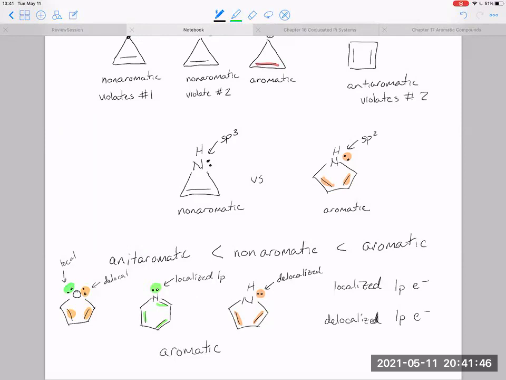Yeah, so for example, what would be something like that? Yeah, so if we did something like this, testing my drawing skills here. Something like this. Both of these lone pairs are localized. Why? Because otherwise it would have an odd number of electron pairs. Right, because if one of them tried to participate in the resonance of the ring, it would make it anti-aromatic. So in this case, both are localized, and this is just non-aromatic.